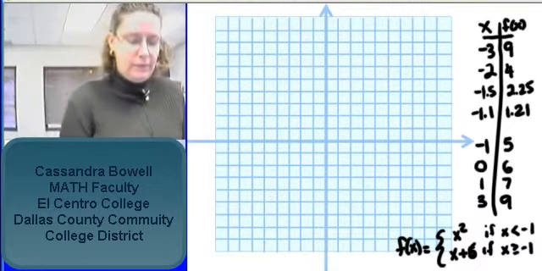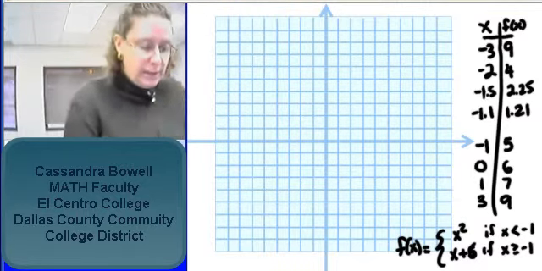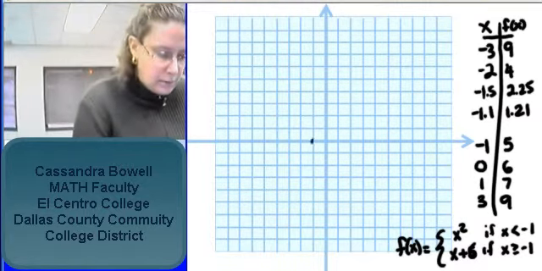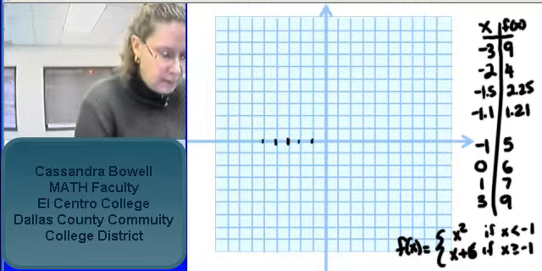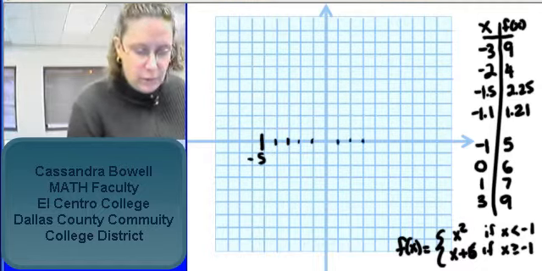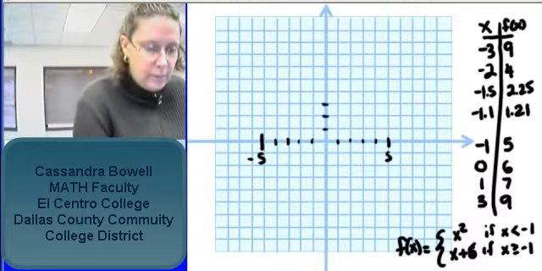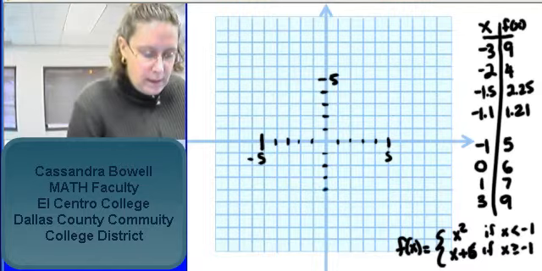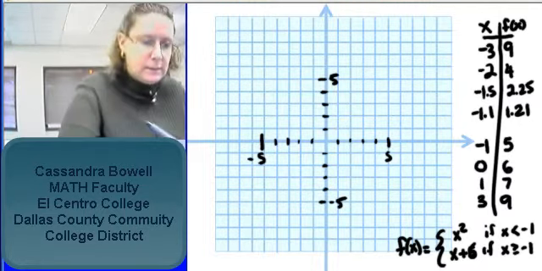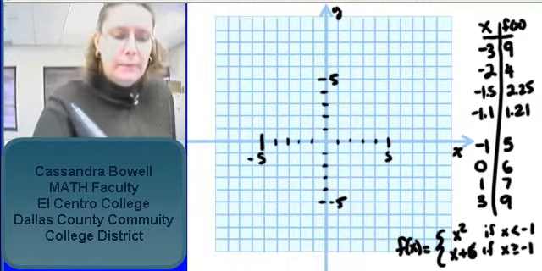Let's see how many of them are going to fit. Okay, I'm going to use an integer scale here, so that means that this is going to be 1, 2, 3, 4. There's my big one. That's going to be -5. 1, 2, 3, 4. +5. 1, 2, 3, 4. +5. 1, 2, 3, 4. -5. This is my x-axis. This is my y-axis. And I'm ready to go graph this function. Let's do it in red.